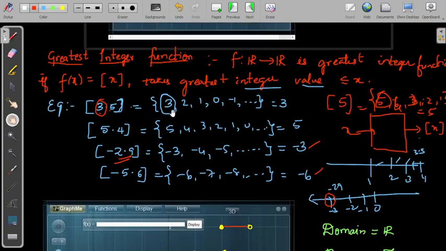This is how we can generally write the definition of the greatest integer function. It is the greatest among all the integer values which are less than or equal to x. First you list out all the integers less than or equal to 3.5, then you search for the greatest, and that gives you the value of the greatest integer function.